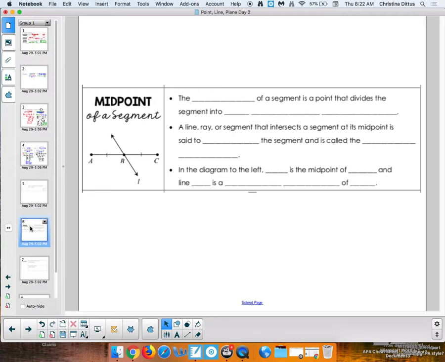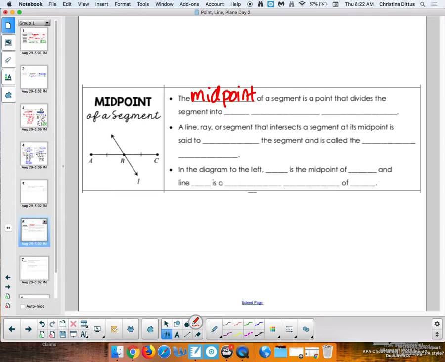Alright. We're also going to talk about midpoints today. Midpoint. What do you think it means? Intersecting point. Point in the middle. In the middle, yeah. Middle is the huge part. It is a point in the middle, and sometimes we intersect it.